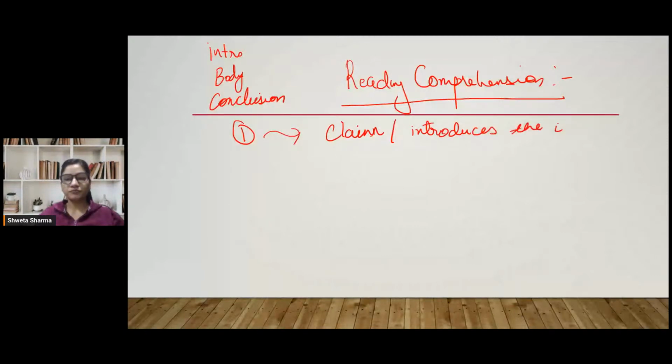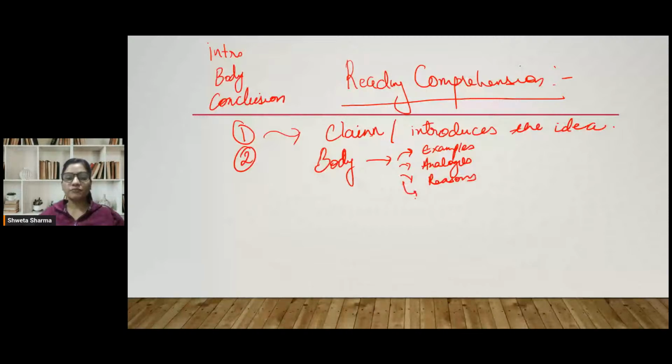Okay. Then you have the body of the passage, which is more about examples, analogies, reasons for something to happen, and then the tone of the author gets rhetorical. Okay. And then last of all, we have the conclusion, where the author shares the opinion about something.